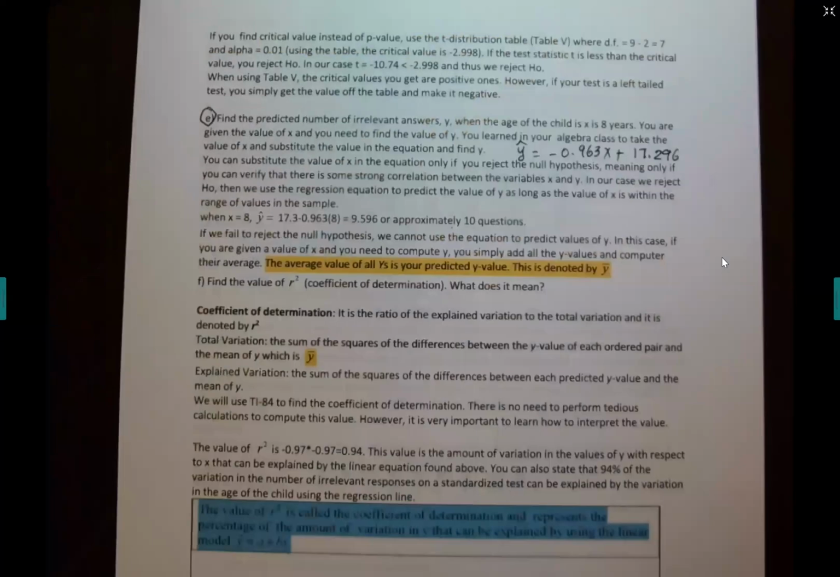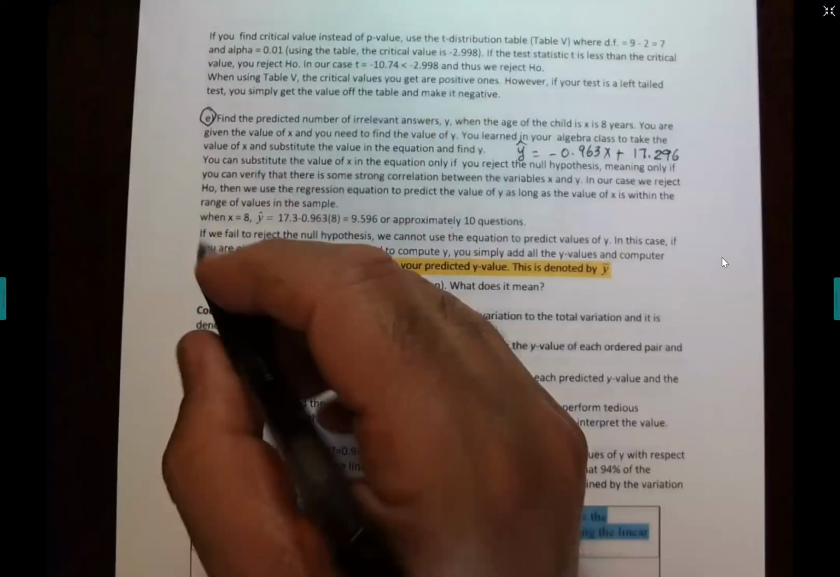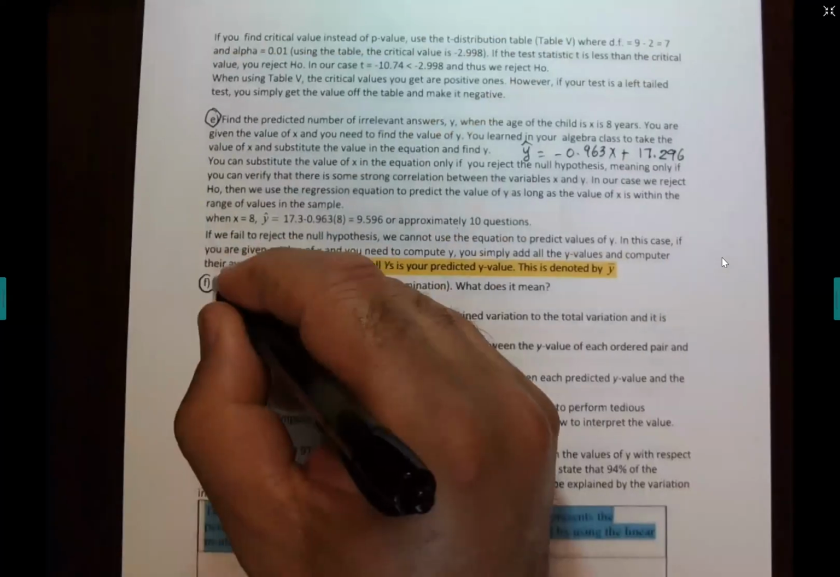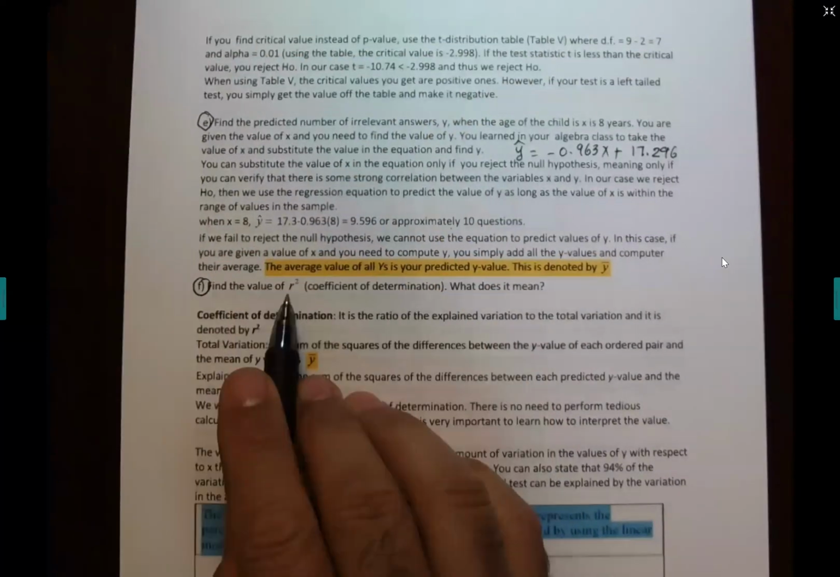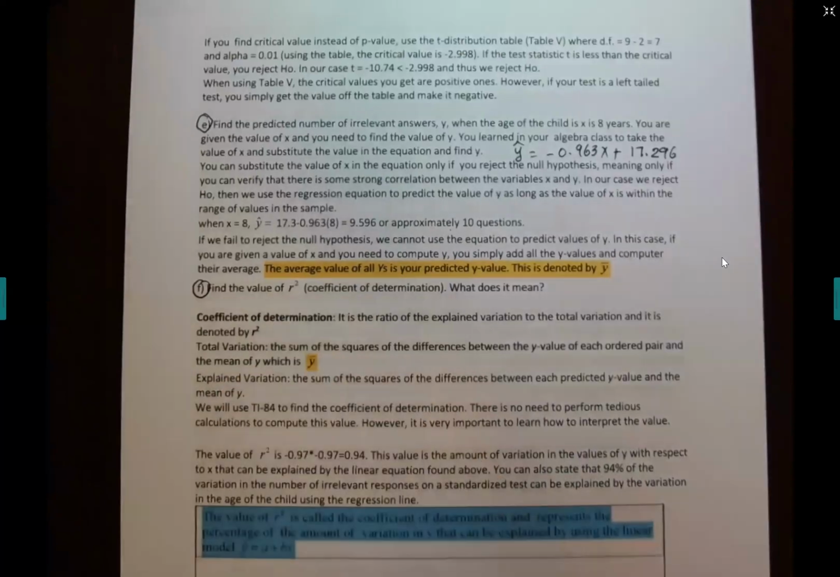Okay, so that's E. Now F. Find the value of R squared, the coefficient of determination, and explain it. So I'm going to spend the next 5 minutes explaining R squared, and that should be it for this chapter. We'll do another example right after this.